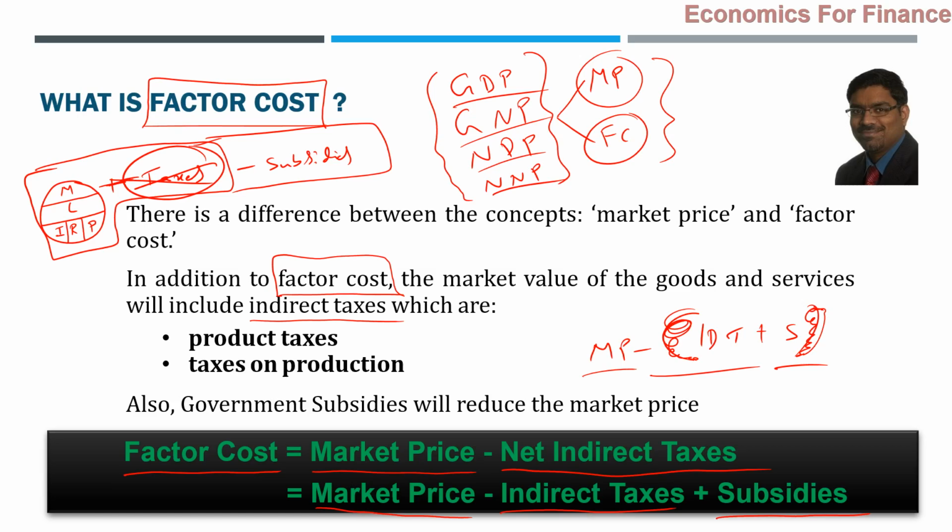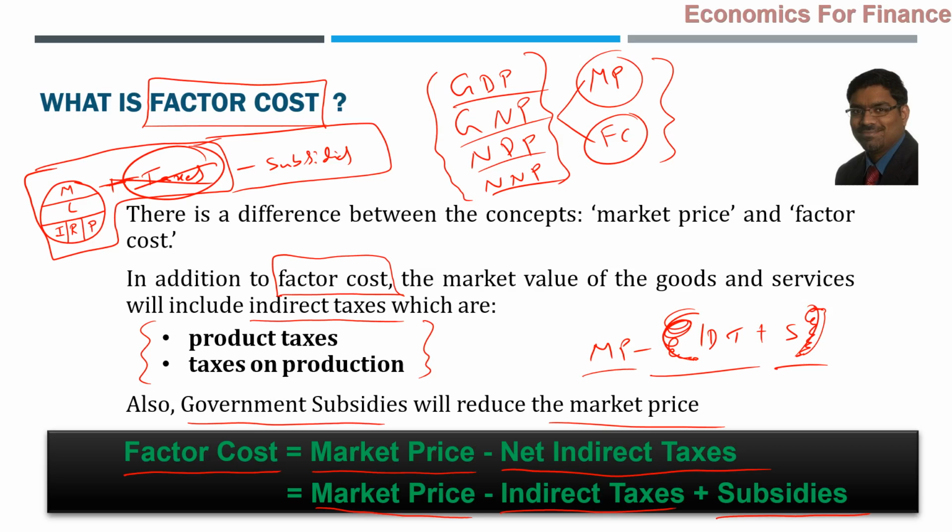Now the question comes, what are these two things? Indirect taxes and subsidies. See, subsidies definitely will reduce the market price. Indirect taxes will increase the market price. That's common sense. What types of indirect taxes could be there? This is an important short note question. Of course, all questions are short note questions here in this paper. Product taxes and taxes on production. These are all called indirect taxes.